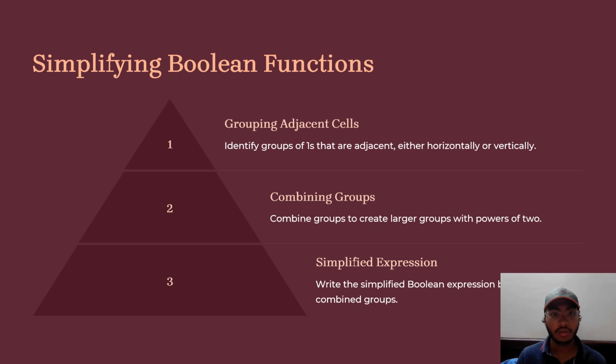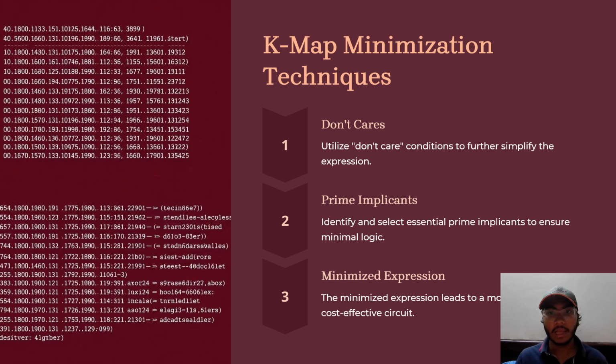Simplifying Boolean functions. Grouping adjacent cells. Identify groups of ones that are adjacent, either horizontal or vertical. Combining groups. Combine groups to create larger groups with powers of 2. Simplified expression. Write the simplified expression for the combined groups. K-map minimization techniques. Don't care. Utilize don't care conditions to further simplify the expression. Prime implicants. Identify and select essential prime implicants to ensure minimum logic. Minimized expression. The minimized expression leads to the most cost-effective circuit.